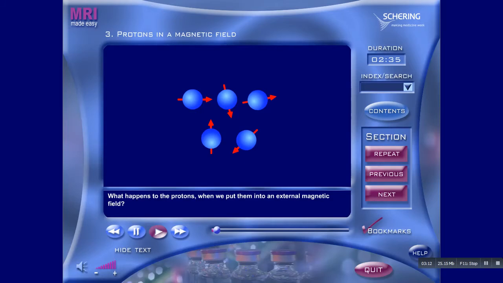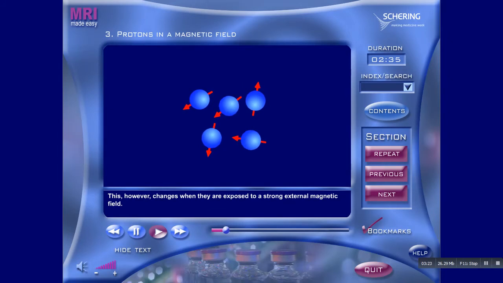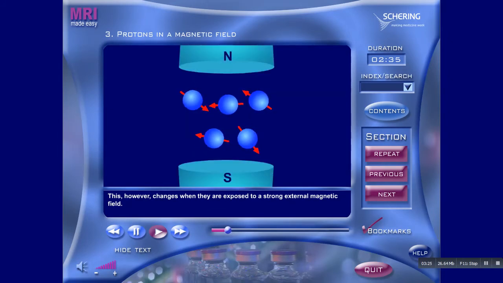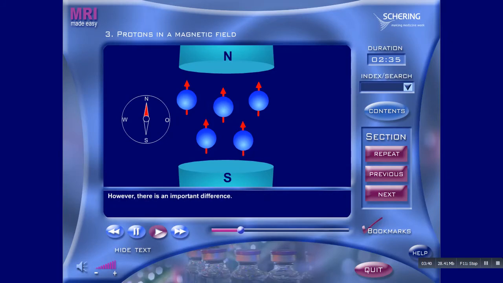What happens to the protons when we put them into an external magnetic field? Normally, protons are aligned in a random fashion. This, however, changes when they are exposed to a strong external magnetic field. The protons, being little magnets, align themselves in the external magnetic field like a compass needle in the magnetic field of the Earth. However, there is an important difference.